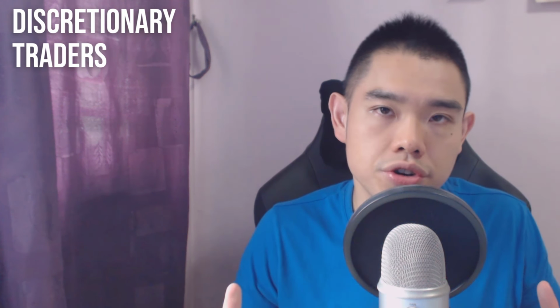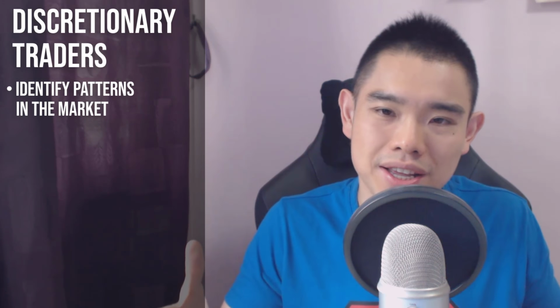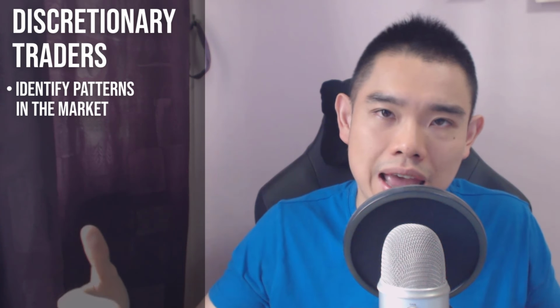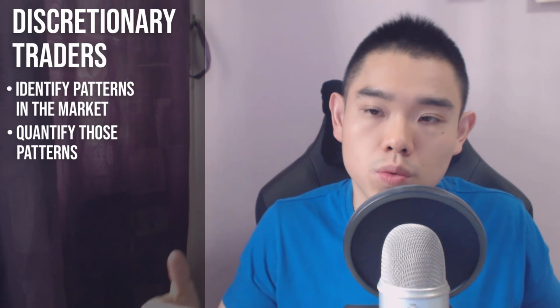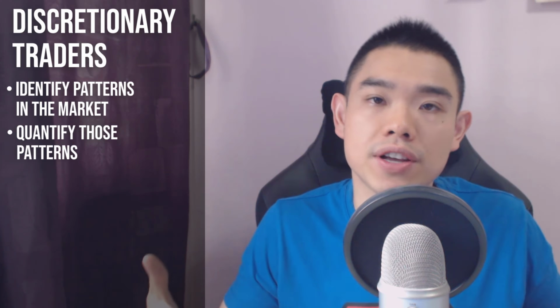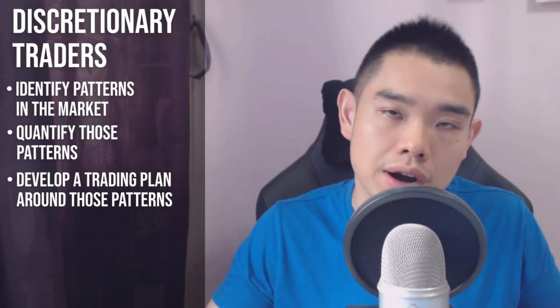And as a discretionary trader, here's what you want to do. First things first, you need to have some experience in the markets. You have to identify certain patterns in the market where you realize that whenever this pattern occurs, there's a higher probability of this happening. So you need to identify certain patterns in the market, and then you need to quantify that pattern and find out whether it actually works or not. So the first thing that you want to do is, let's say you identify a certain pattern of behavior in the market, you want to develop a trading plan around that pattern.